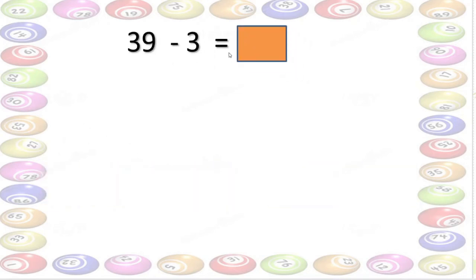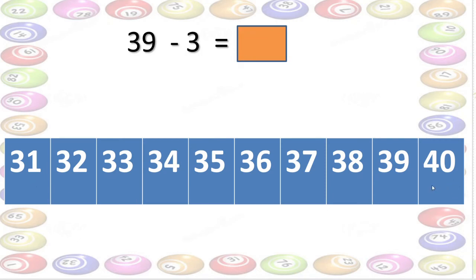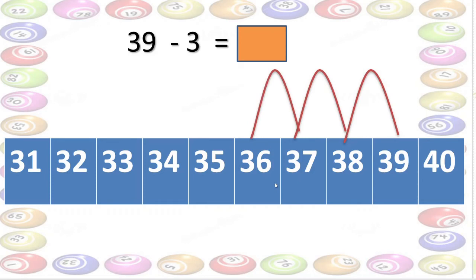39 minus 3 is equal to how much? Here are our numbers. 39. Yes, here 39. We will count 3 numbers backward. 1, 2, 3. What we got? 36. This is our answer.